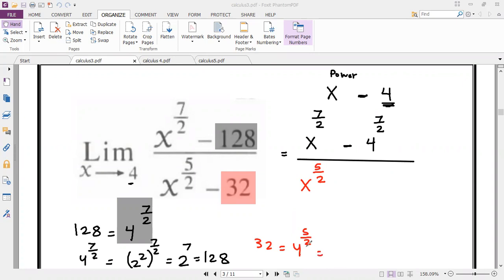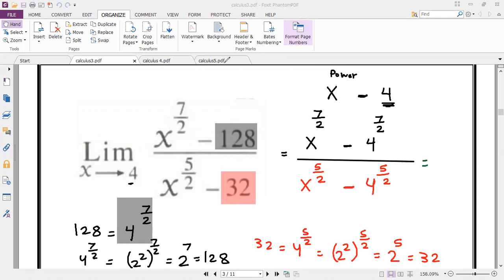Let's analyze it. This 4 is 2 to the power of 2, all raised to the power of 5 over 2. And if you check it, it will be 2, and then multiply the powers: 2 times 5 over 2, it's 2 to the power of 5, which is 32. So we're going to replace the 32 by 4 to the power of 5 over 2. Now we can apply the rule.